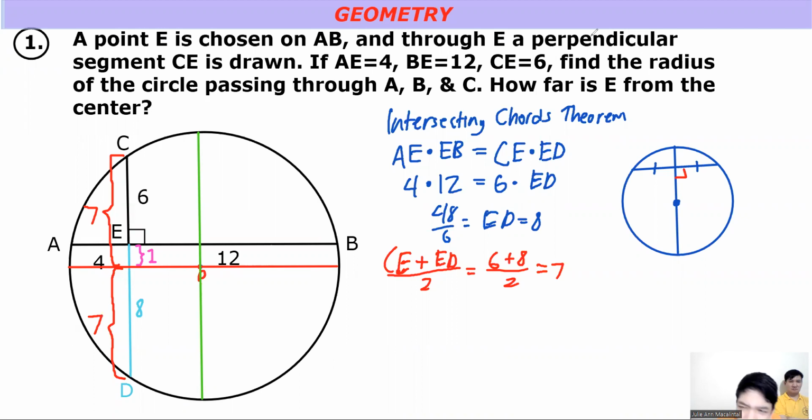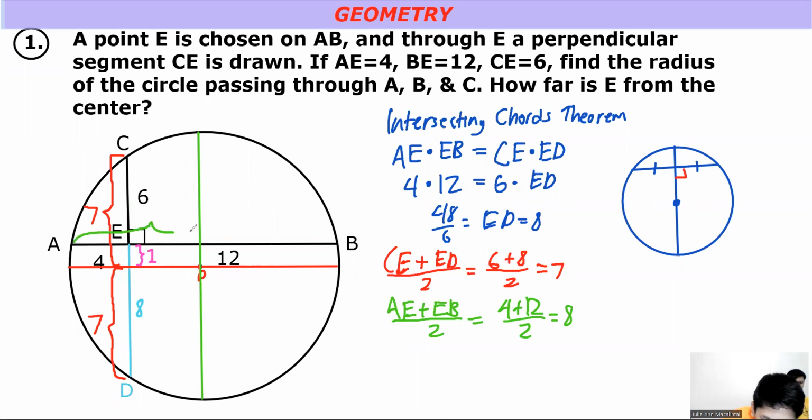So 4 plus 12. I meant the other one, AE plus EB over 2 equals 4 plus 12 over 2 equals 8. So this is 8 and that is 8. I will point this out. This is 8. Maybe it will get a little crowded.